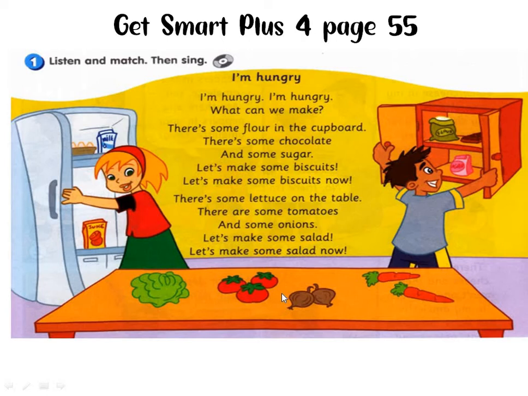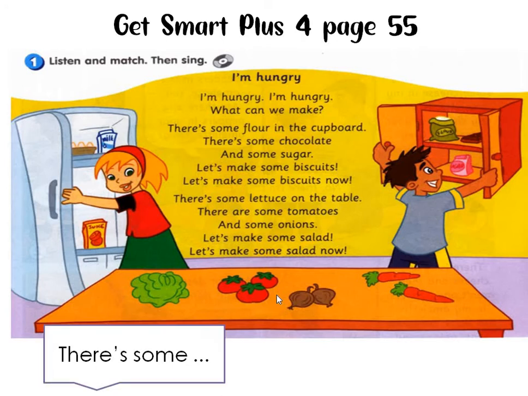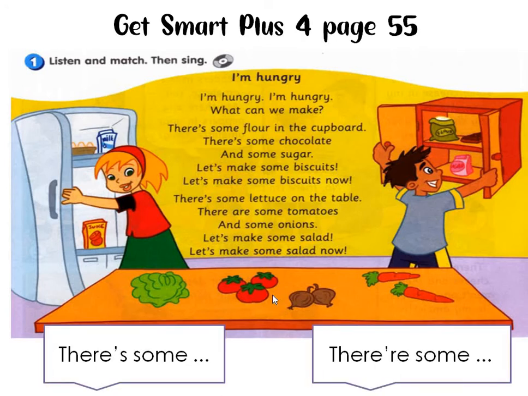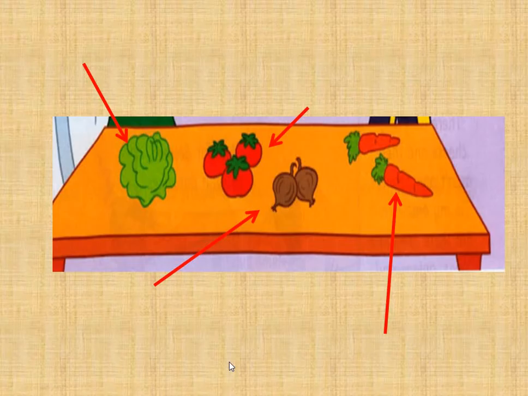So today, teacher is going to teach you to say there's some or there are some. Again, there's some. There's adalah singkatan untuk there is. So, there's some. There're some. There're adalah singkatan untuk there are. So, there are some. Dua frasa ini bermaksud terdapat beberapa. Alright, terdapat beberapa. Now let's look at this picture.